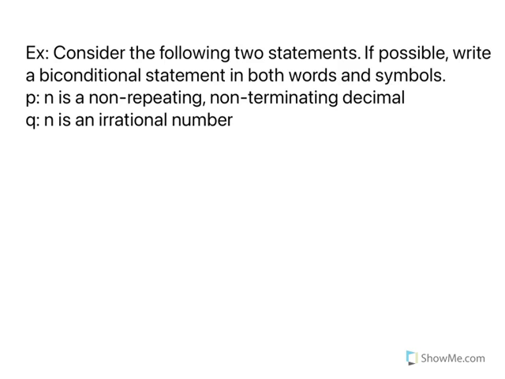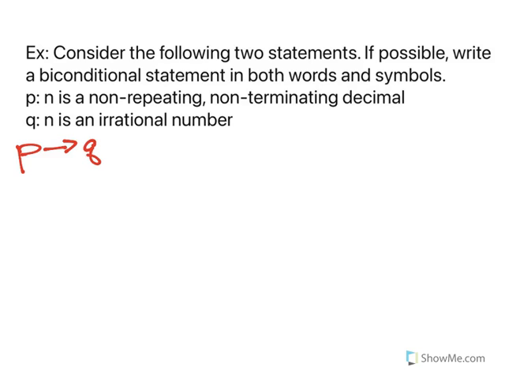So consider the following two statements. If possible, write a biconditional statement in both words and symbols. So statement P, N is a non-repeating, non-terminating decimal. Statement Q, N is an irrational number. So first things first, let's check if P, then Q.